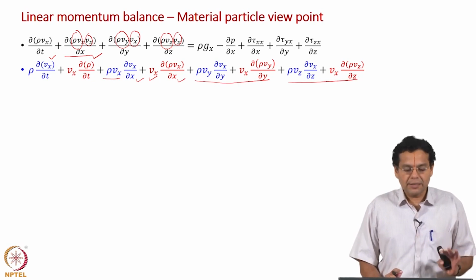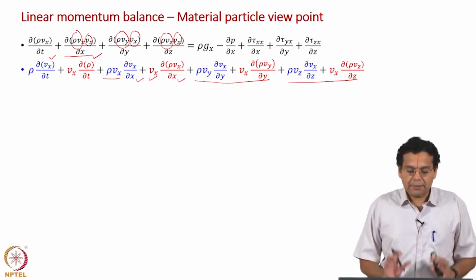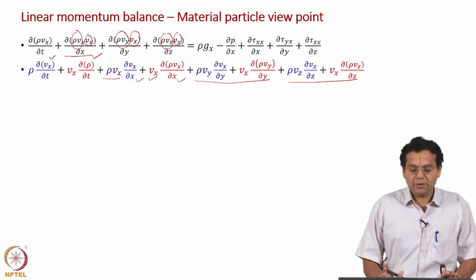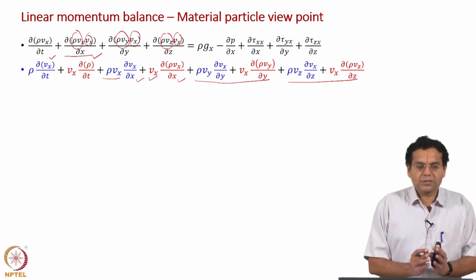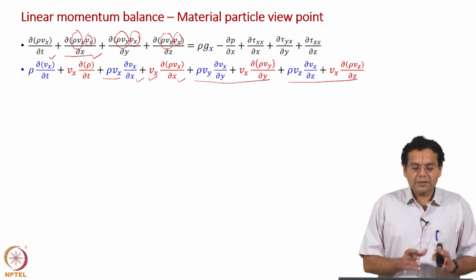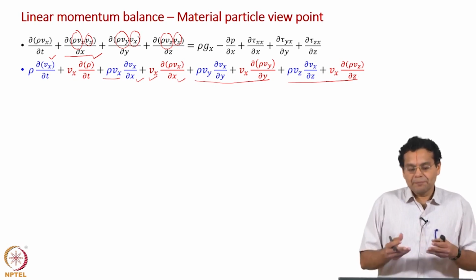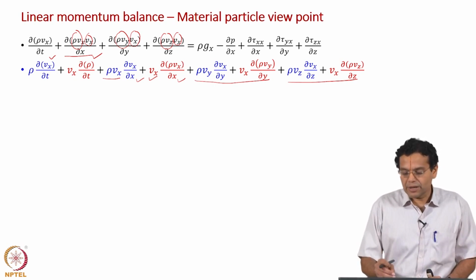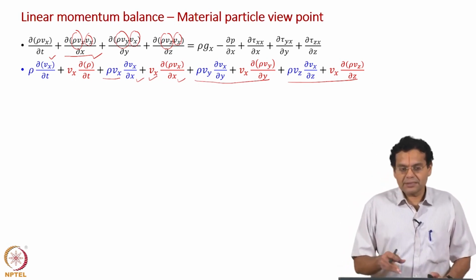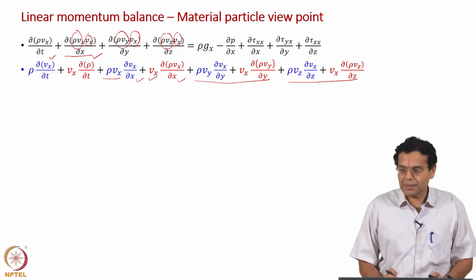What is it that we have done? Taken the left hand side, applied the product rule for all the terms. First term is very straightforward. For second, third and fourth term, we have clubbed rho Vx together and Vx separately. Okay. Why do we do that? Significance of rho Vx is the mass flux, and you will see why we do that in the next step as well. And you see some colors in the equations, we will understand what they mean as we go along.